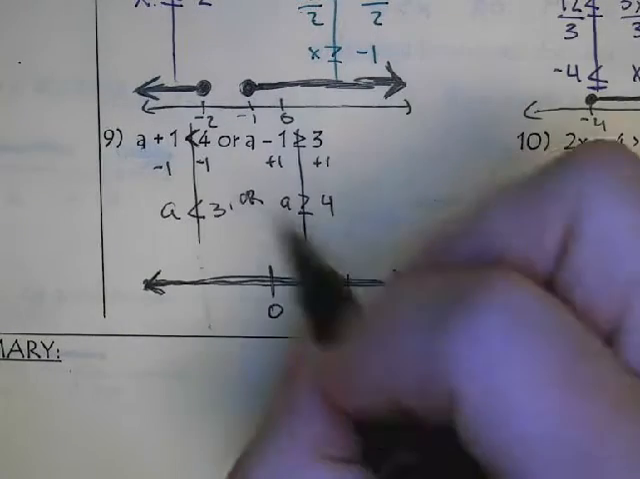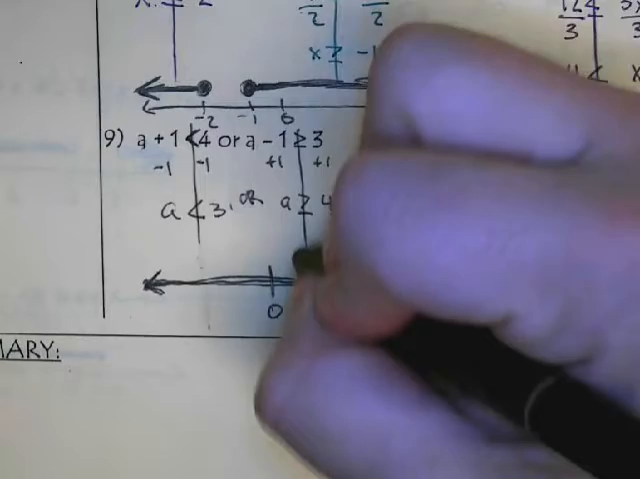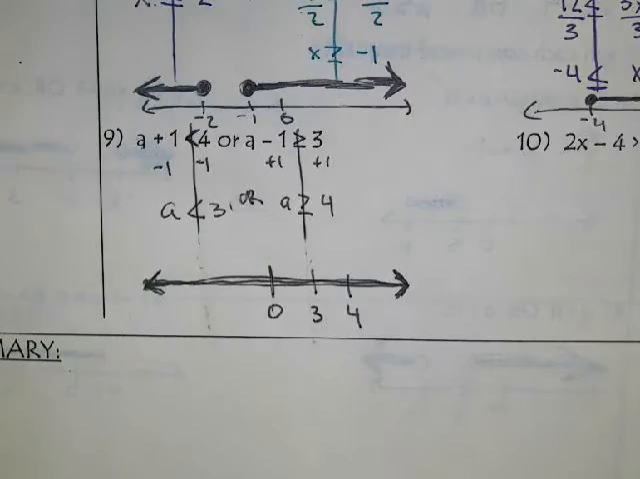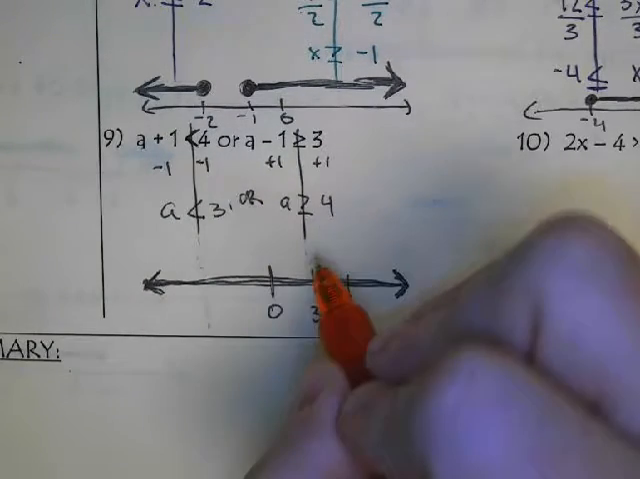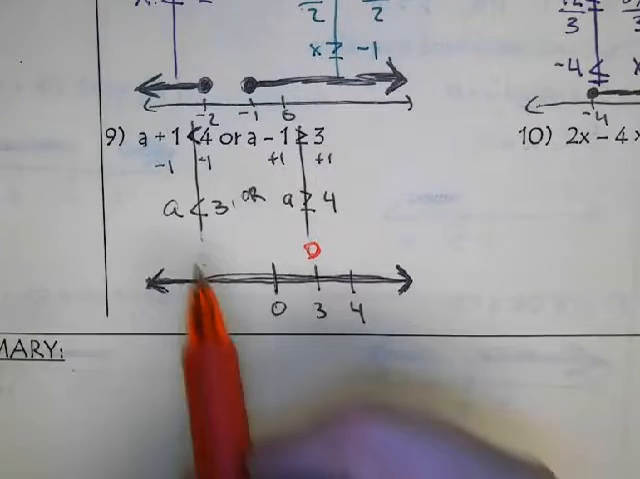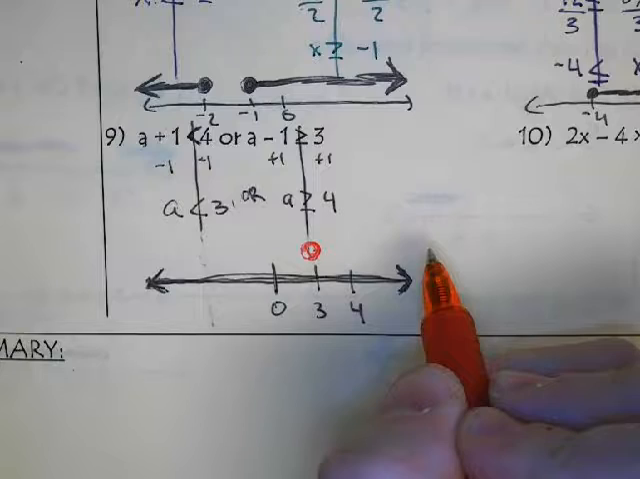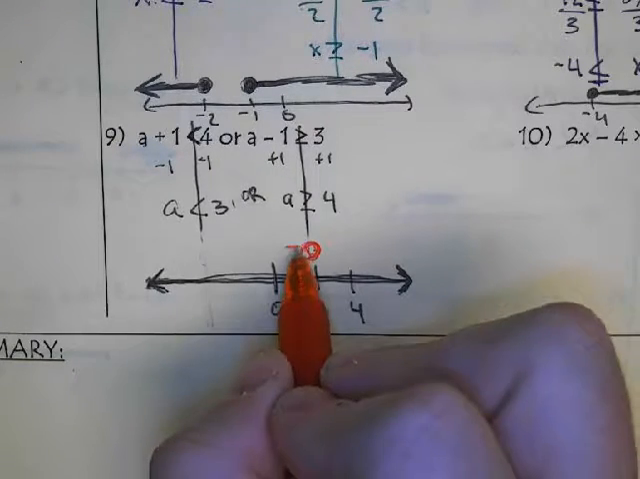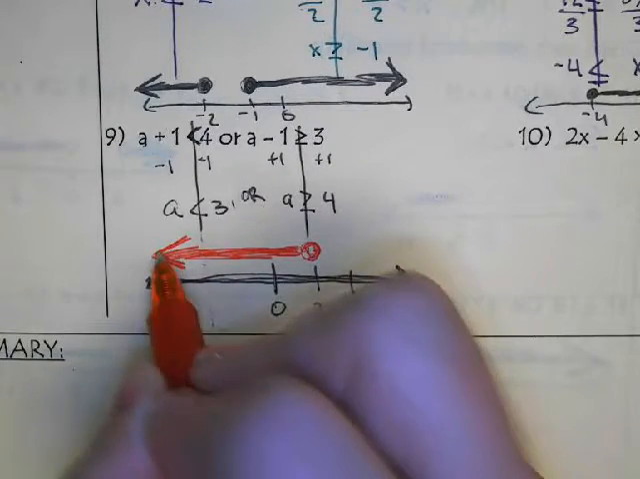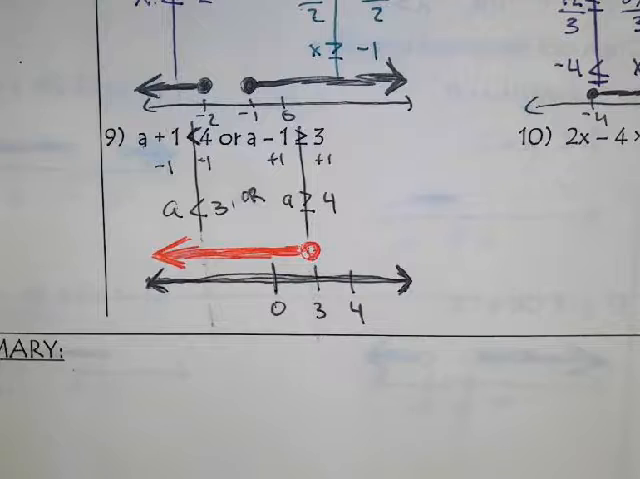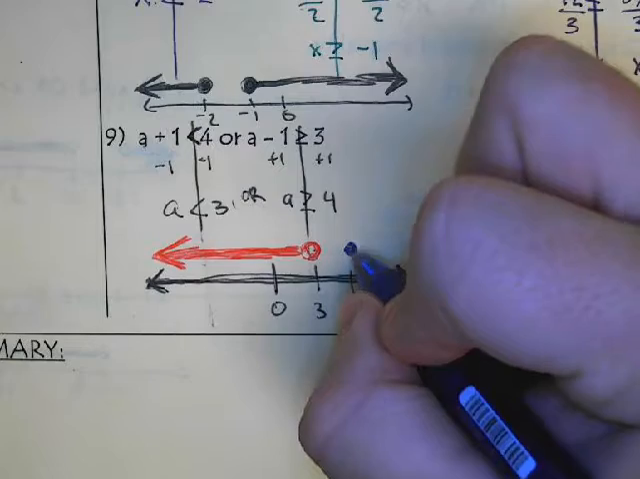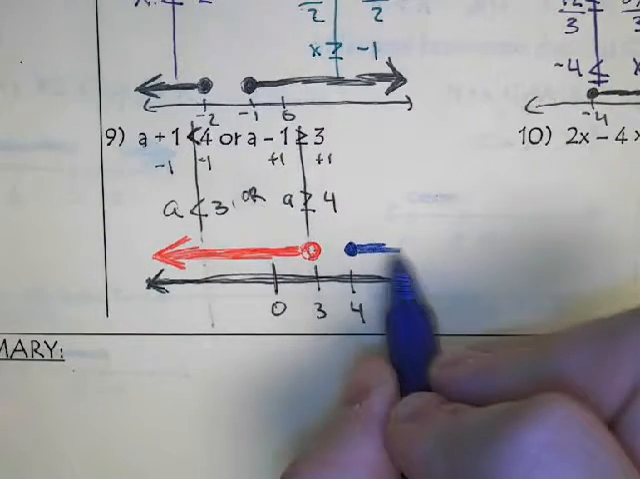Okay, so at 3, I'm going to use two different colors for this one. At 3, I have an open circle, and it's everything less than 3. Like so. Actually, this one's pretty straightforward looking. And then at 4, it's a closed circle, and I want everything greater than 4.